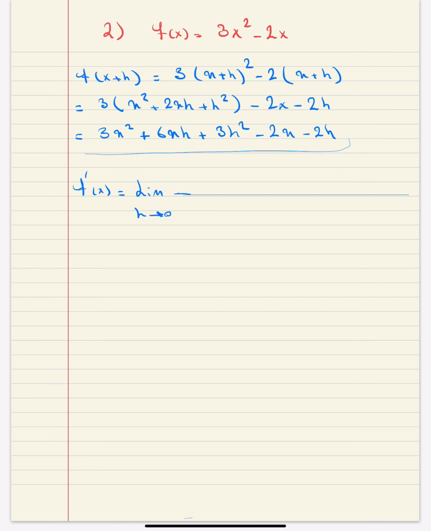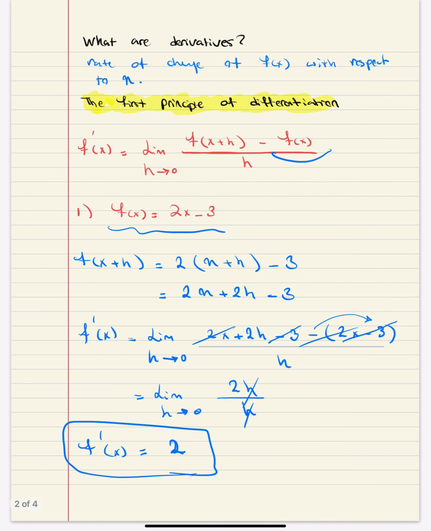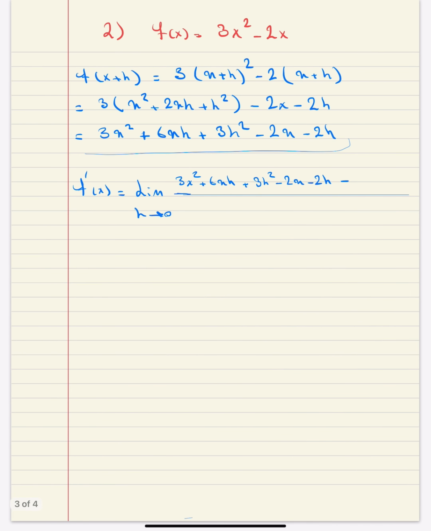So 3x squared plus 6xh plus 3h squared minus 2x minus 2h minus, again, as you see here, we have to subtract the original function. So in our case, it would be 3x squared minus 2x over h. And if we expand that and further simplify, we will see that we could reduce this expression in the numerator to be something much simpler.